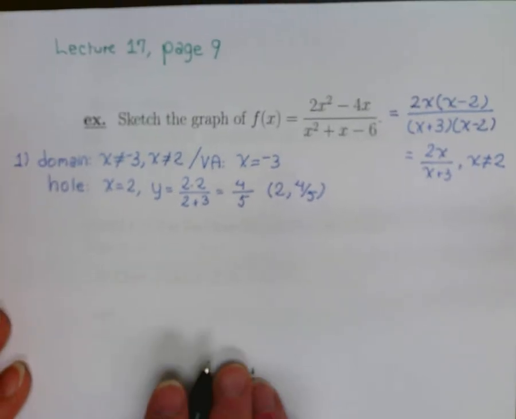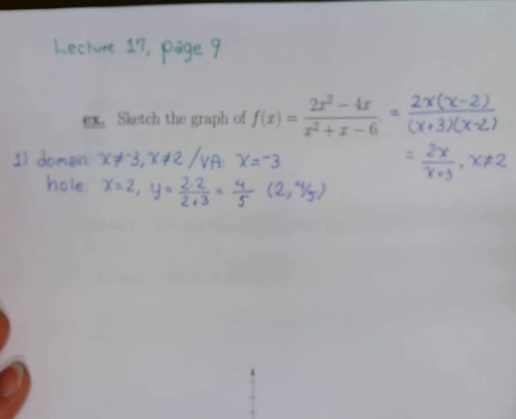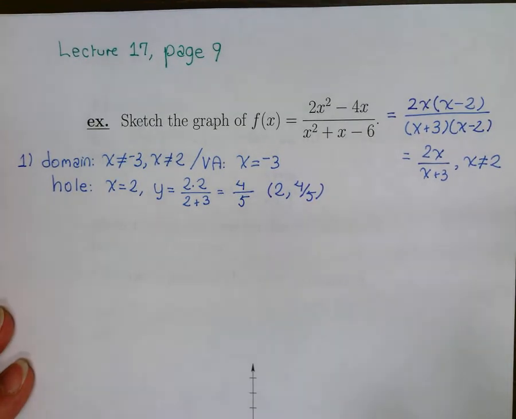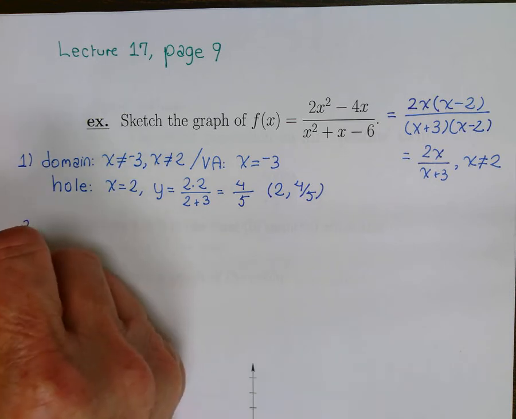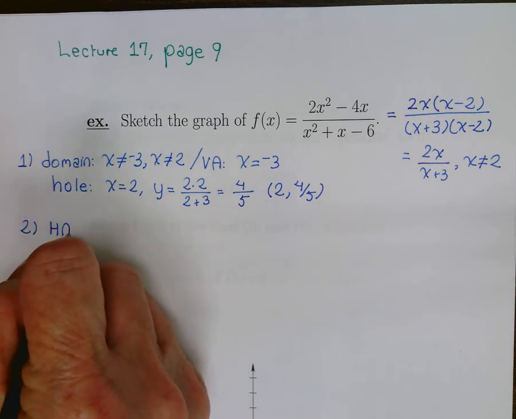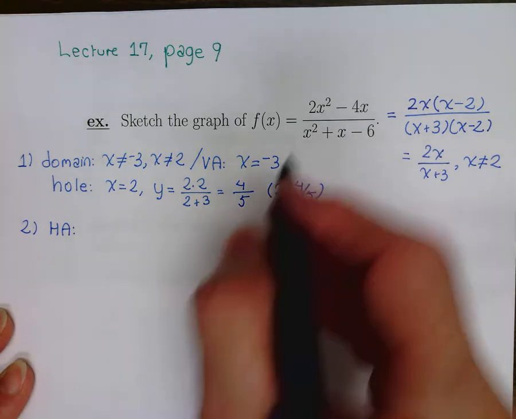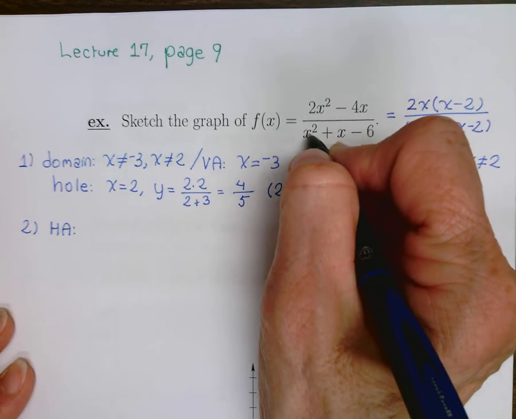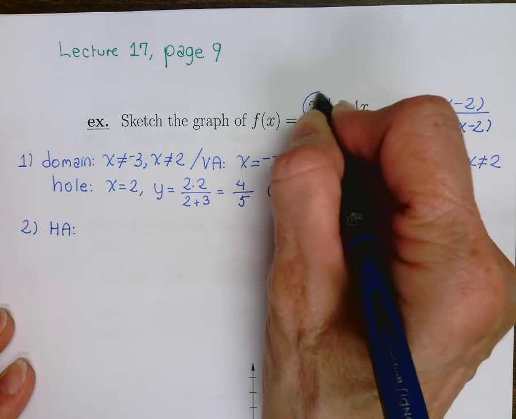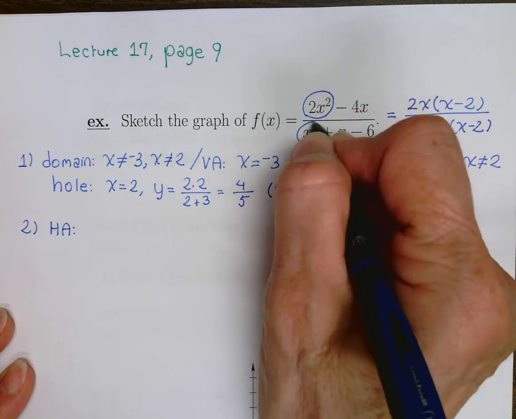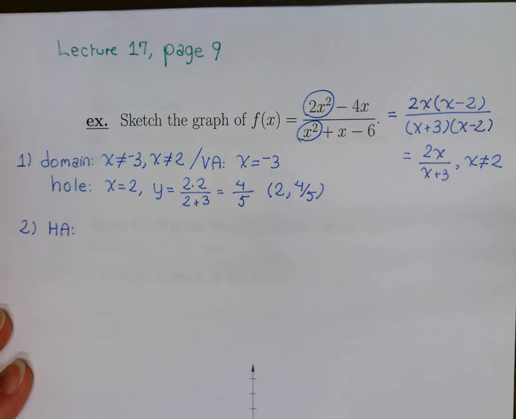Okay, does that make sense? Make sure you see how that's working. Now let's talk about the horizontal asymptote. What do we look at? The numerator and denominator have the same degree. Notice we're looking at the unfactored form for the horizontal asymptote.